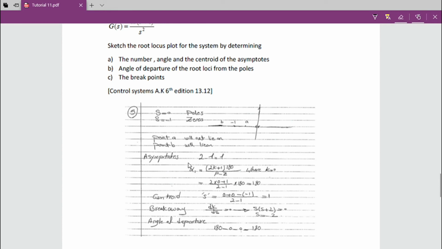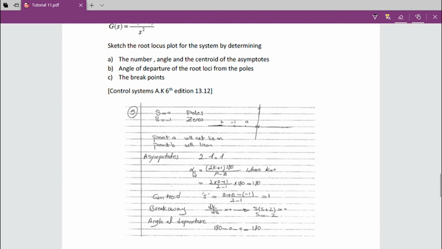To find the asymptote angle, that is (2k plus 1) times 180 degrees upon p minus z, where k is equal to 0, 1, 2, 3, whatever. You can take k as plus or minus as well: plus minus 1, plus minus 2, plus minus 3.